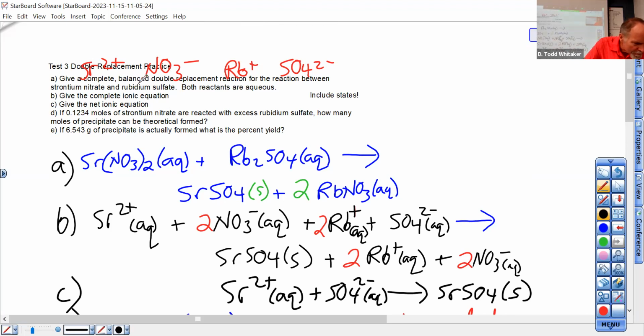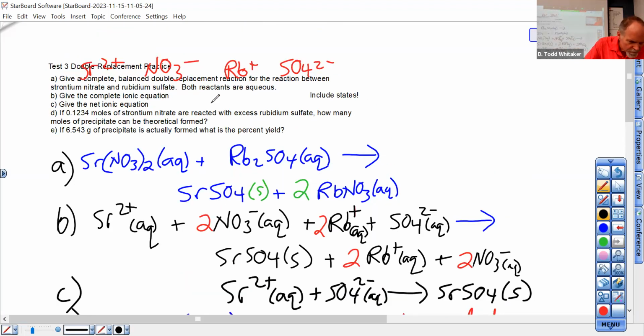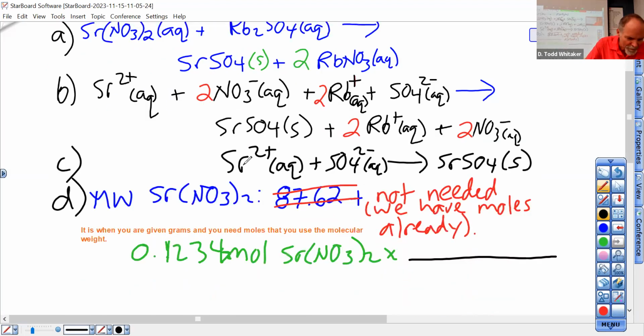Strontium and rubidium. Oh, it's there. Nitrate and sulfate. Good. Strontium sulfate. Strontium sulfate's not a reactant. Strontium nitrate and rubidium, yeah, rubidium sulfate. Good. Excess rubidium sulfate. Strontium nitrate. Good. We're fine. I don't know why I'm confused.